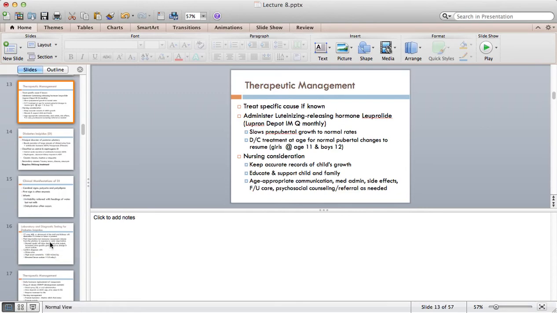And their first line of treatment will be to give the Lupron every month. And this is luteinizing hormone releasing hormone. And the aim of that will be to slow the puberty.